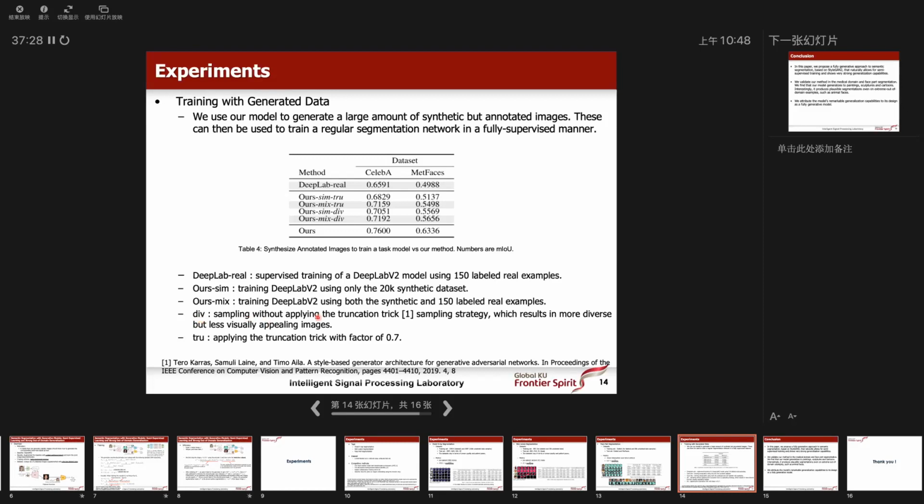It's sampling without applying the truncation trick sampling strategy, which results in more diversity but less visually appealing images. And this one represents applying this sampling strategy with a factor of 0.7. And so can you explain these two strategies? What do you mean by truncation trick? I'm not very clear about the detailed strategy.